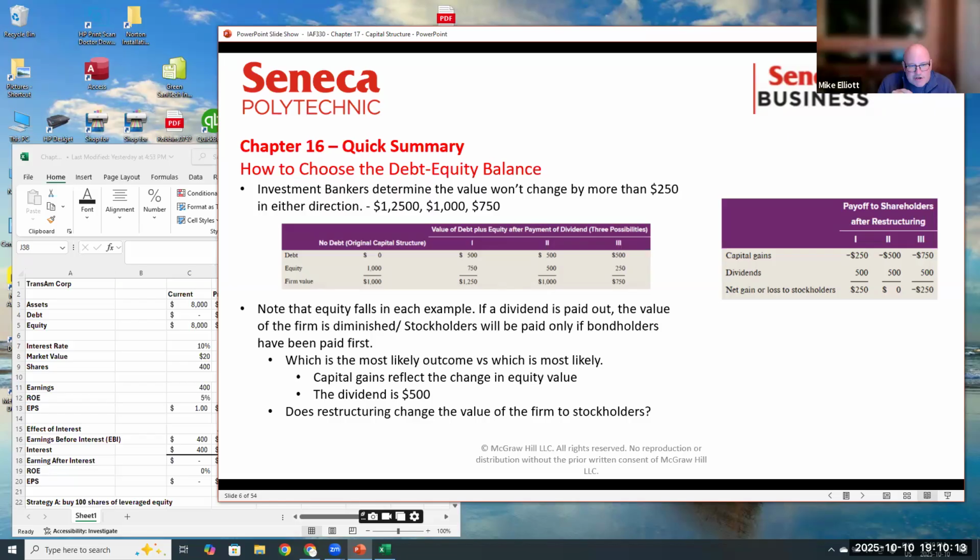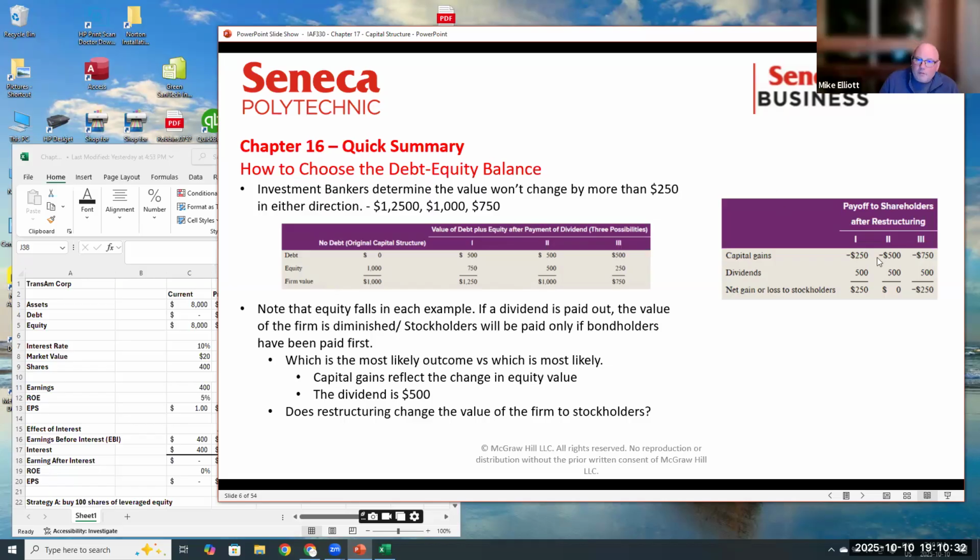Does restructuring change the value of the firm to stockholders? I'm now long the shares still. I've still had my original 500 shares. I have been paid $500 in dividends. What's the rest of the company worth?